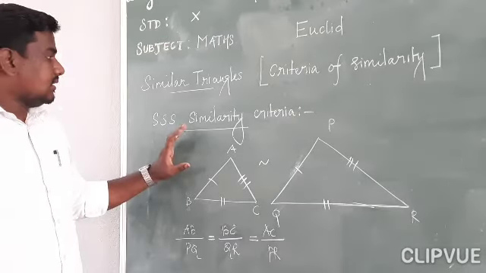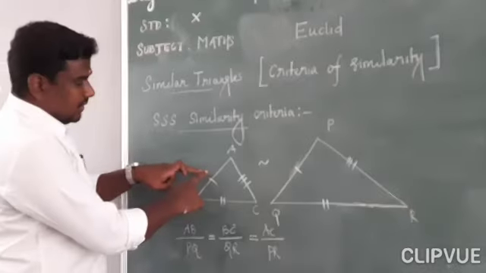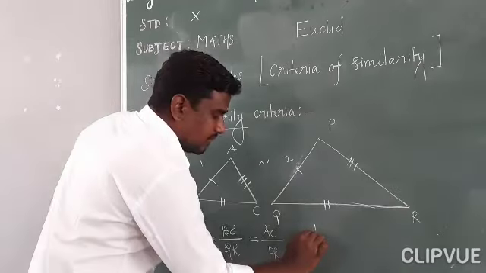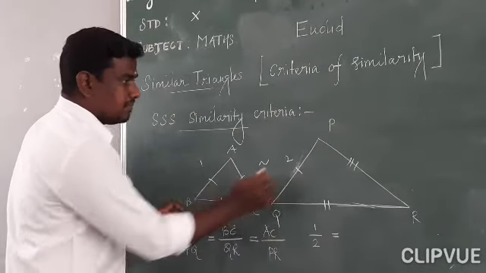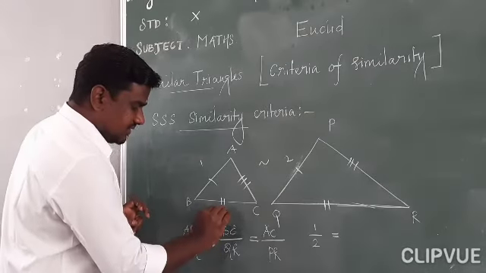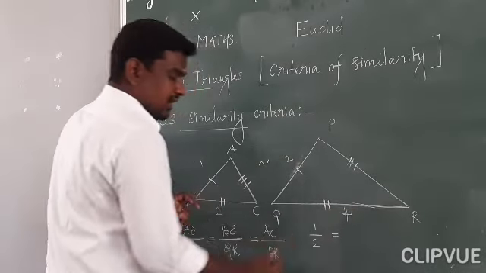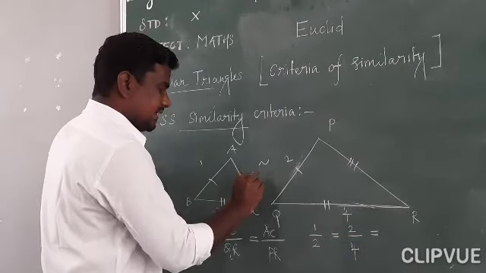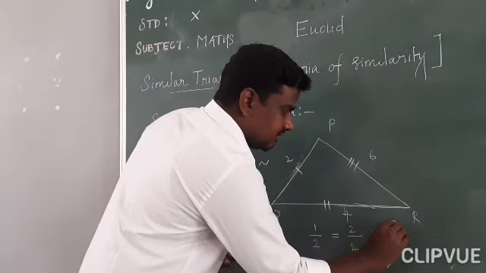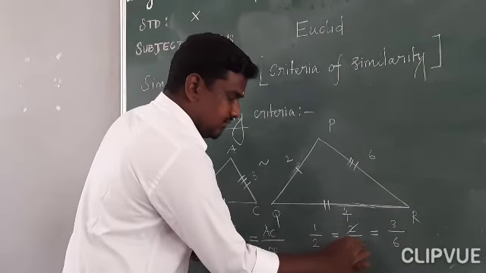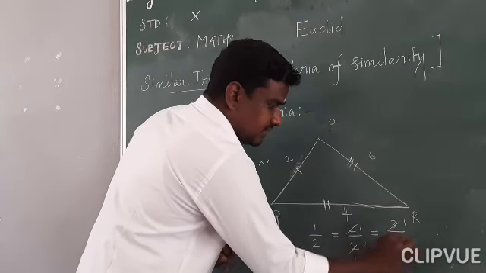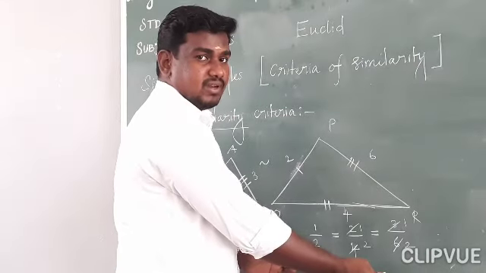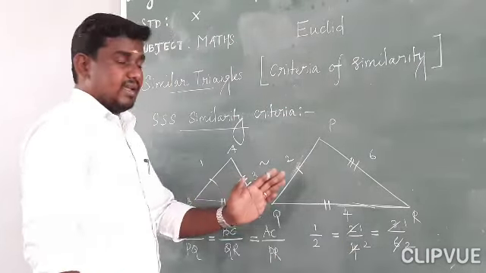This is called the side side side similarity criteria. If you take this as 2, first one, actually AB by PQ equal to 1 by 2. If you take this as 2, this QR length is 4, so we can write 2 by 4. The third one, AC equal to 3, this one 6, we can write it as 3 by 6. If you simplify this, you will get 1 by 2. If you simplify this, you will get 1 by 2. So the corresponding sides are in the same ratio, which means proportional. So the two triangles are similar.